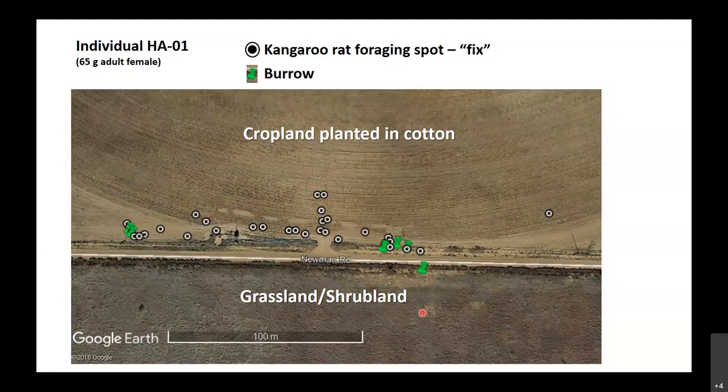This was grassland, shrubland. So notice for this individual, first of all, the use of 6 different burrows that are somewhat widely spaced. And also the individual would go into the cropland a little bit, not that far, but most of the foraging was confined to just the edge, sometimes even in the habitat strip. Notice a burrow right here on the edge of the grassland, shrubland area, but no foraging activity that we ever detected within this natural habitat.